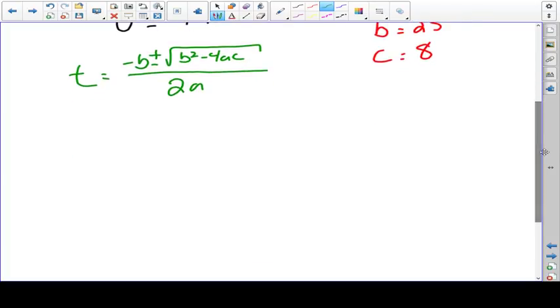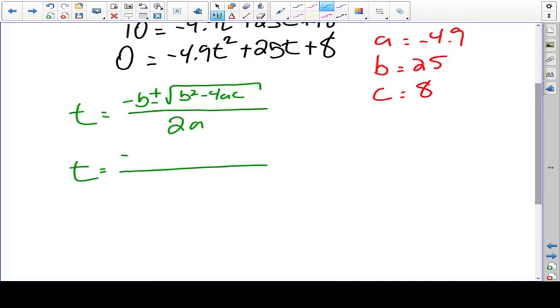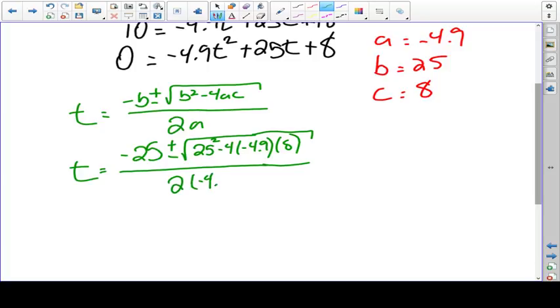So t equals negative B, so that's a negative 25, plus or minus the square root of B squared, that's 25 squared. My square root might not be long enough. So minus 4 times A, which is negative 4.9, times C, which is 8. So I'm going to make that bigger, all over 2 times A, and A is negative in this case, so we're going to put 2 times negative 4.9. So it's going to be a little bit messier because we are dealing with a decimal, and so our calculations are going to be using decimals. So we just have to be careful to do that properly as we go through the question.